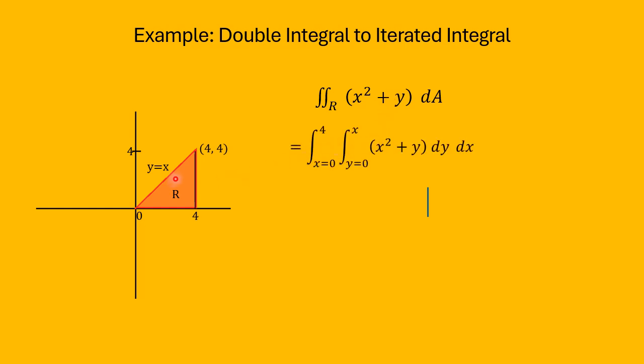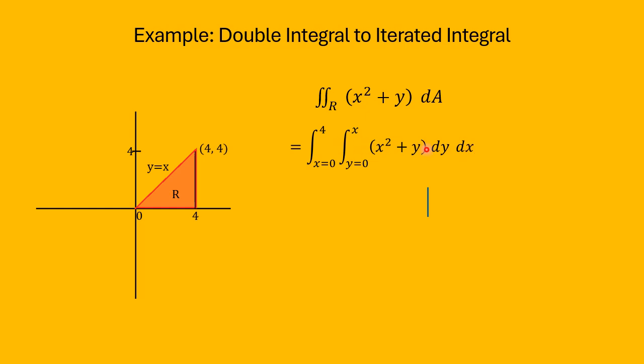If you look at this picture for a minute, x goes from 0 to 4, and so the outer integral is the integral where x goes from 0 to 4. And now, what about the lower and upper curves? The lower curve right here is y equals 0, part of the x-axis, and this upper curve for the region R is y equals x. And so the inside integral is going from y equals 0 to x. Then we have the integrand x squared plus y dy dx.